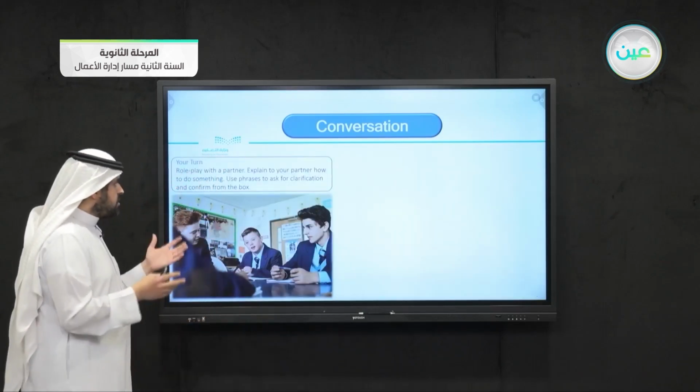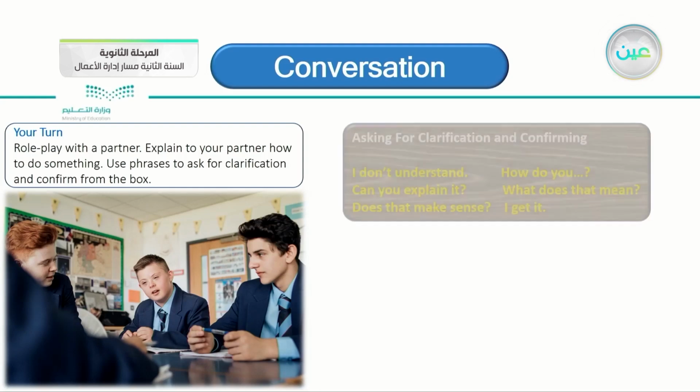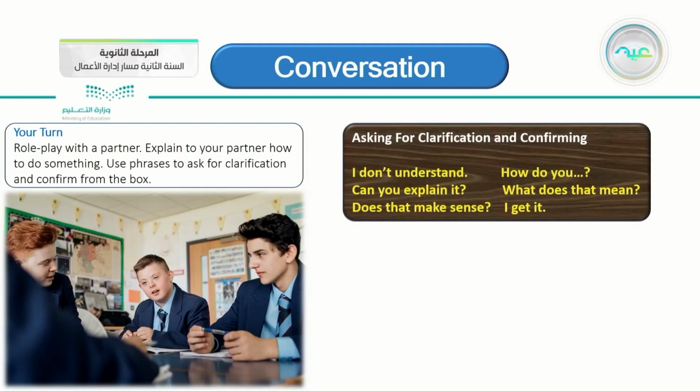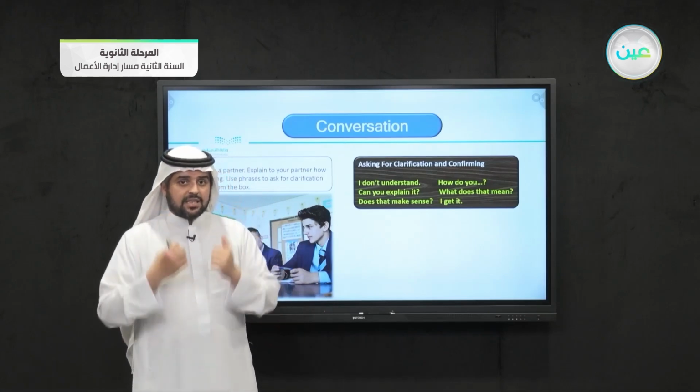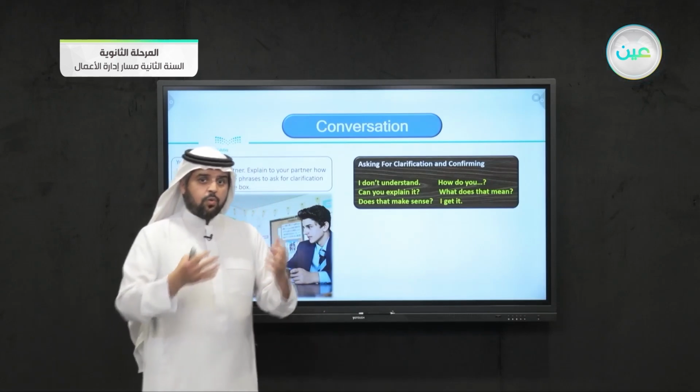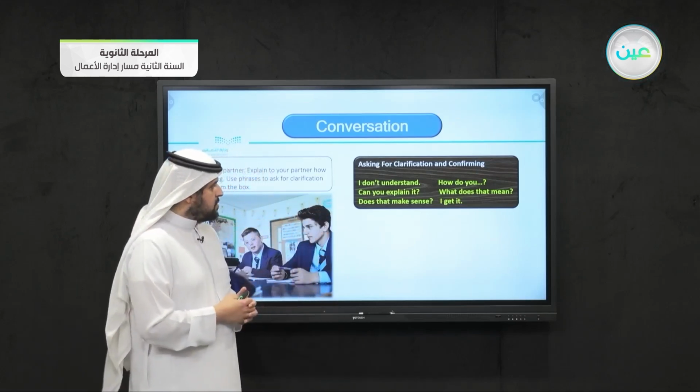This is the Your Turn part. Role play with a partner. Explain to your partner how to do something. Use phrases to ask for clarification and confirm from the box. So this is the box, asking for clarification and confirming. When you don't understand something, you ask for clarification. Once you understand it, you confirm by saying some of these words in the box.